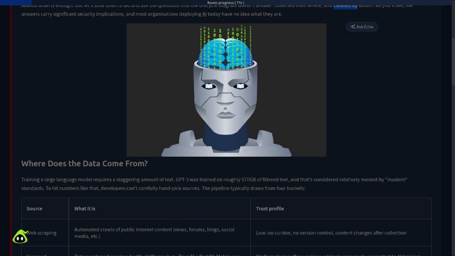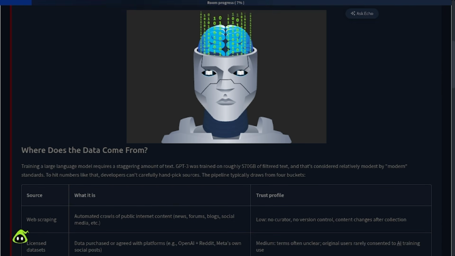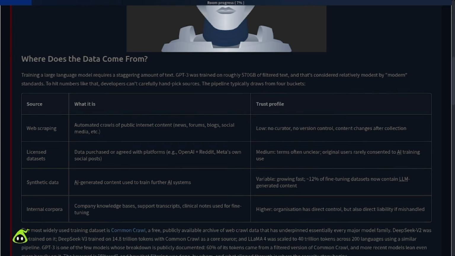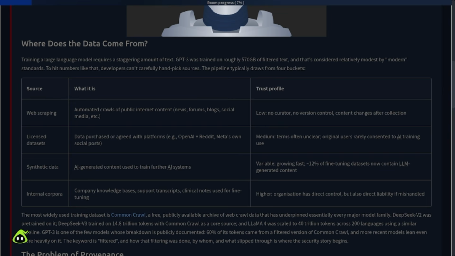So the question is where the data actually comes from. Training a large language model requires a really huge amount of text, and there's a nice example given by TryHackMe that the GPT-3 model was trained on roughly 570 gigabytes of filtered text, by what they consider modern standards, meaning filtering applied to a huge chunk of data. So where does this huge amount of data come from? We are going to discuss it here: the sources of this huge amount of data, which was ultimately filtered to 570 gigabytes by modern standards filtering.